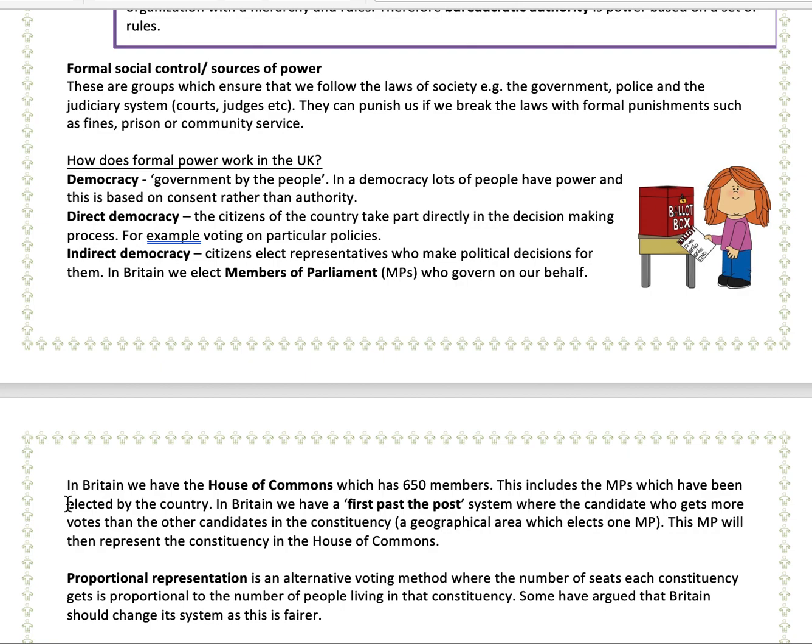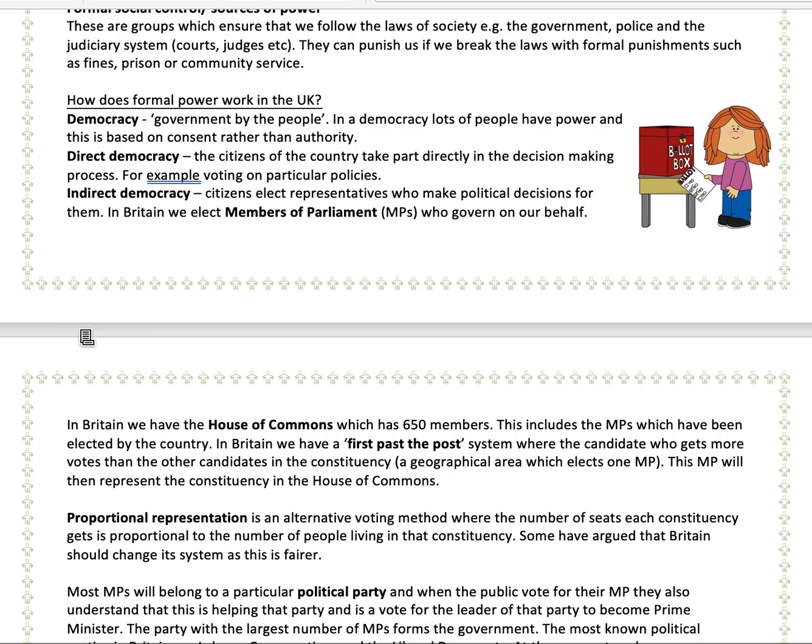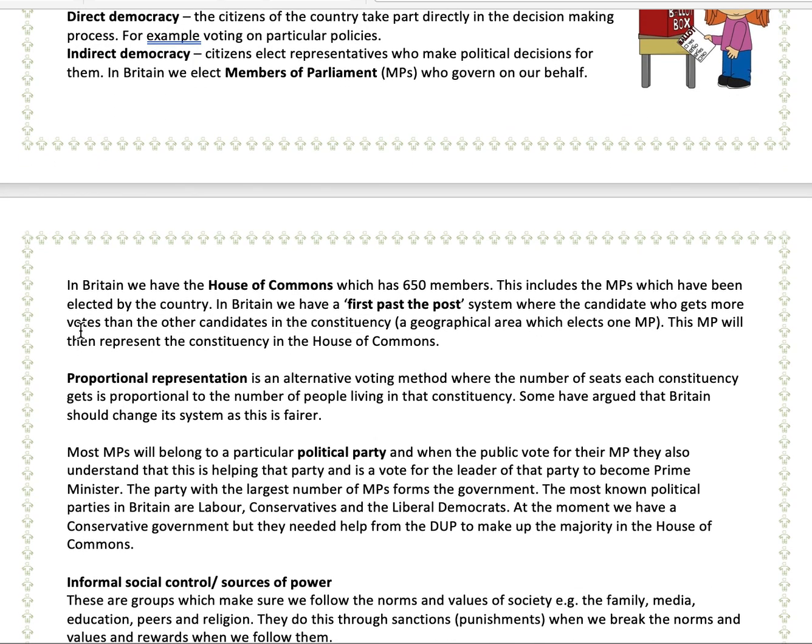Formal social control, sources of power. So in the UK, the formal sources of power come from the law, and then the government, the police, criminal justice system. We have a democracy in the UK, so government by the people, and that's based on kind of consent rather than coercion.